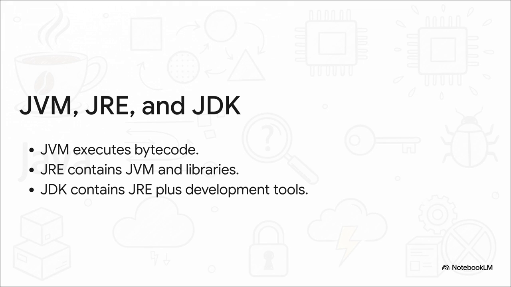Then, the outermost doll is the JDK. This is the whole shebang. It has everything from the JRE plus your development tools, like compilers and debuggers. The easiest way to remember it? You need the JDK to write the code, but you only need the JRE to run it.